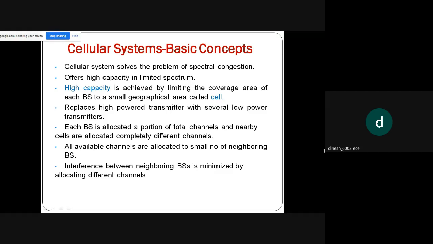Next is that all available channels are allocated to a small number of neighboring BS or base stations. Rather than having a single base station for a geographical area, each area will be divided into small cells, so each cell has its own base station.